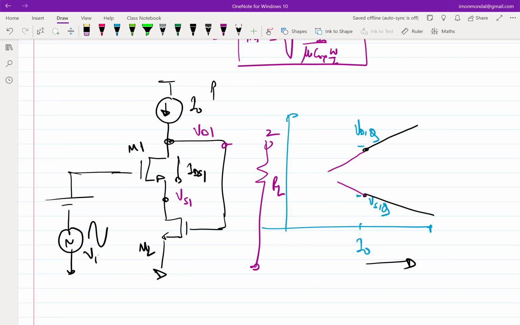Correct? So whatever I do to VI, current will not change, isn't it? So what will change? Something else will change to ensure, I mean, gate is increasing, current will not change. So what can change? VS will increase, right? So essentially VS1 will follow VI to ensure that the current doesn't change. But now this is good as far as biasing is concerned.